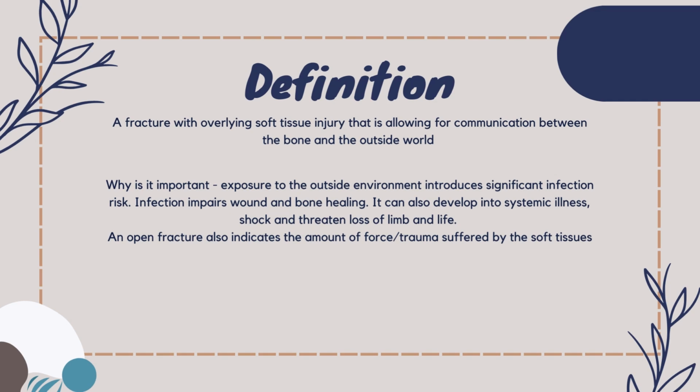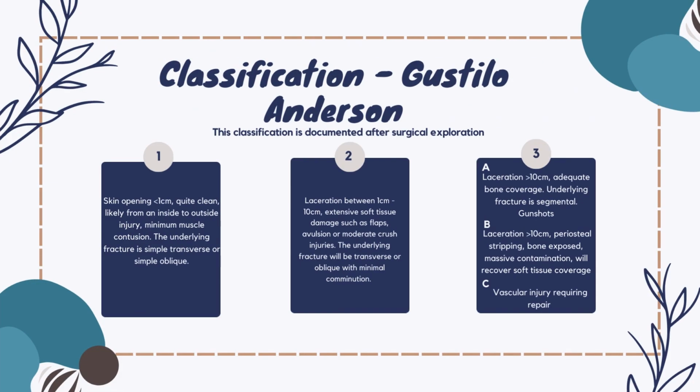The classification method. The system used is Gustilo-Anderson. This classification is only applied after surgical exploration and assessment. Type 1: skin opening less than 1 cm, quite clean, likely from an inside to outside injury, minimum muscle contusion. The underlying fracture is simple transverse or simple oblique.